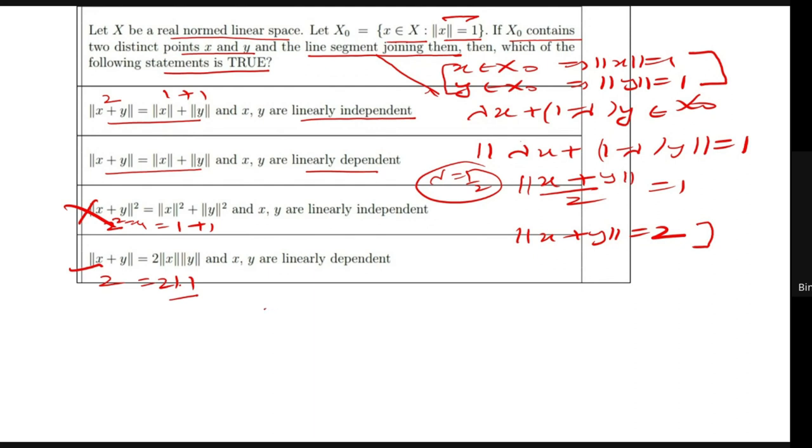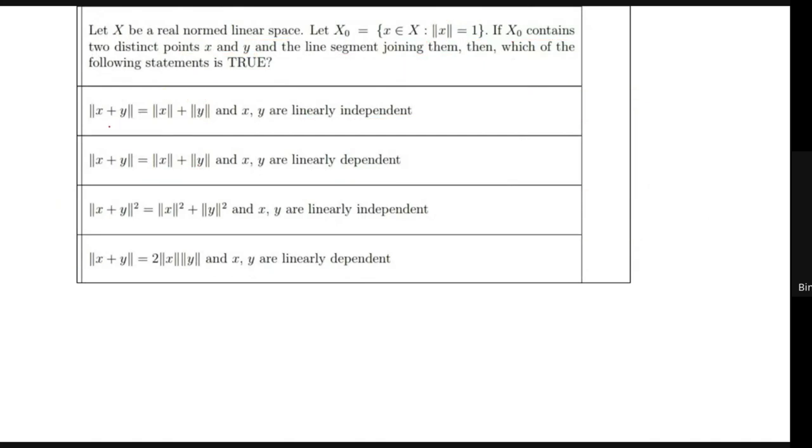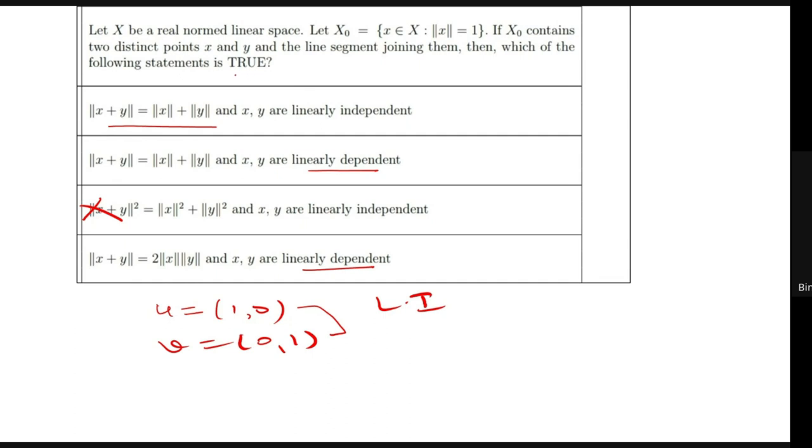So I'm taking, let x equal to (1, 0) and y equal to (0, 1). The first condition we have already checked. For example, u is (1, 0) and v is (0, 1). The norm of u and norm of v equal 1. Now these are LI, so the option that says they are always LD is discarded. What is true is what we have been asked.